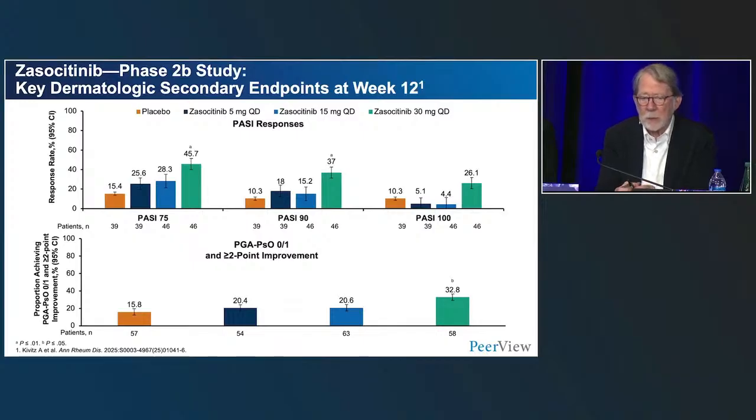Here are key dermatologic secondary endpoints, the PASI responses, 75, 90, and 100. And here we do see a differentiation between the 15 and 30 milligram dose, with the higher threshold of PASI 90 or PASI 100 being achieved by more patients in the 30 milligram arm of this medication. And down below, the physician global assessment of clear or almost clear being seen in 20.6% in the 15 milligram and 32.8% of patients in the 30 milligram arm.